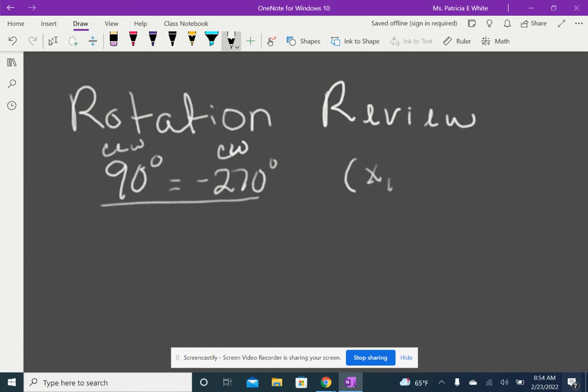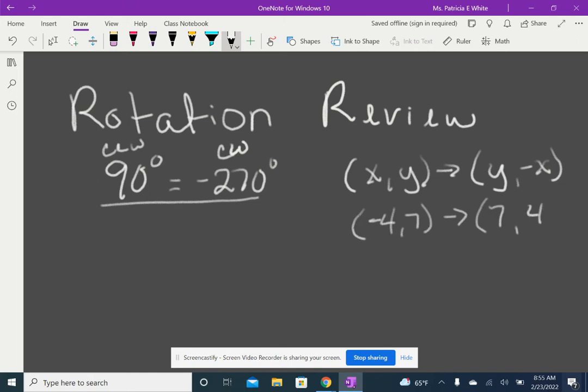And the rule is the coordinate x, y goes to y first and the opposite of x second. Okay? Y first, whatever is here. So if I have negative 4, 7, I'm going to put the 7 first. What's the opposite of negative 4? That's a positive 4. Okay?